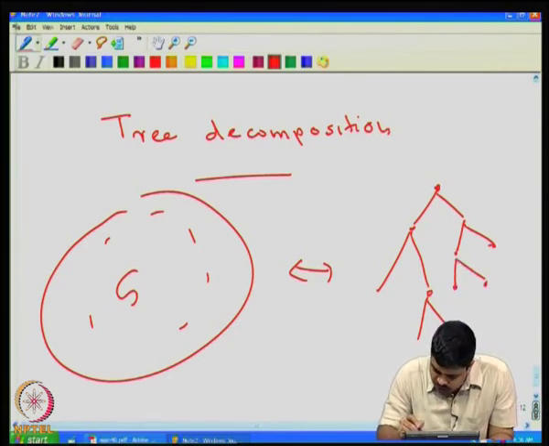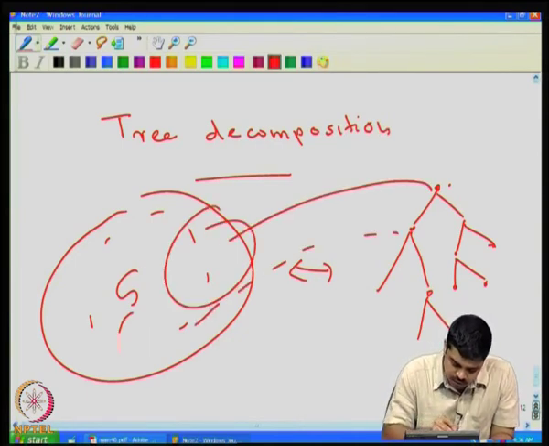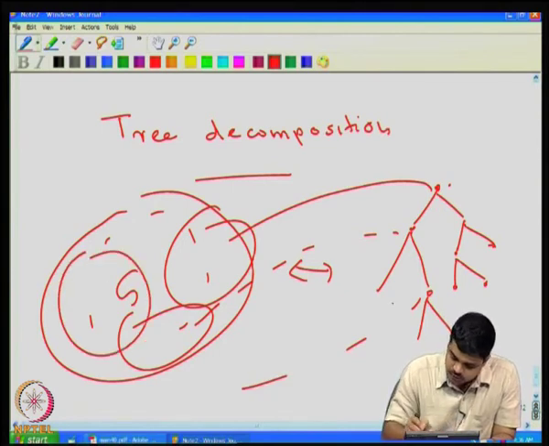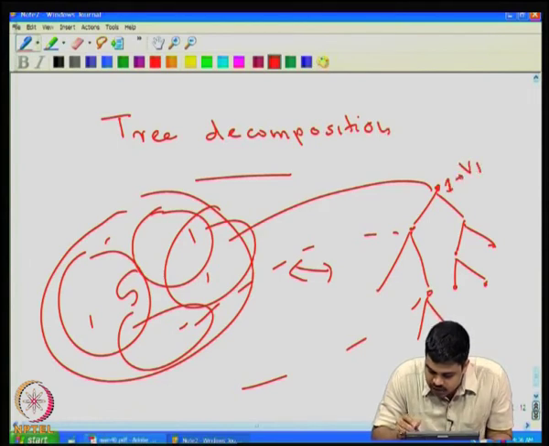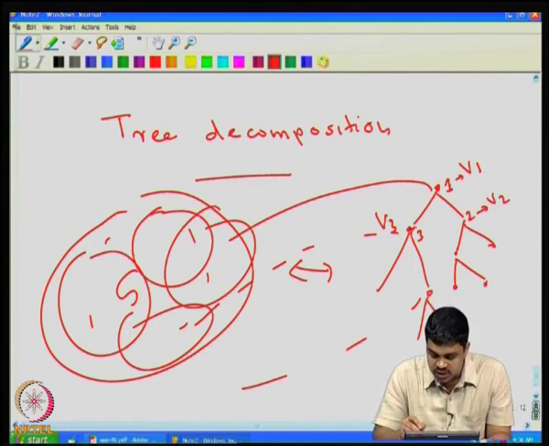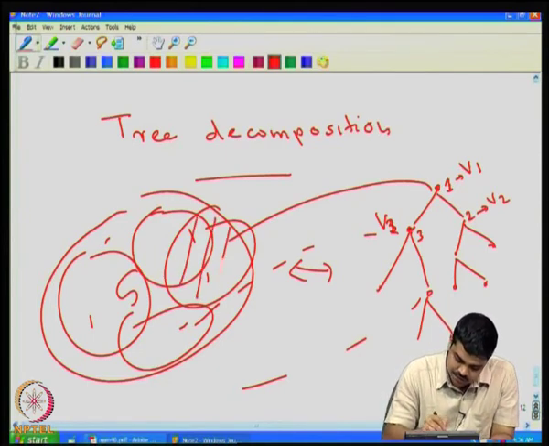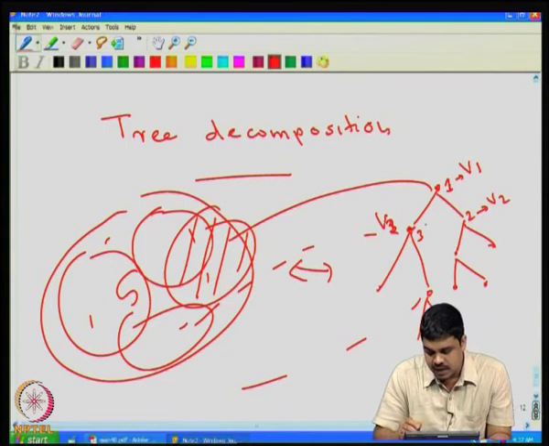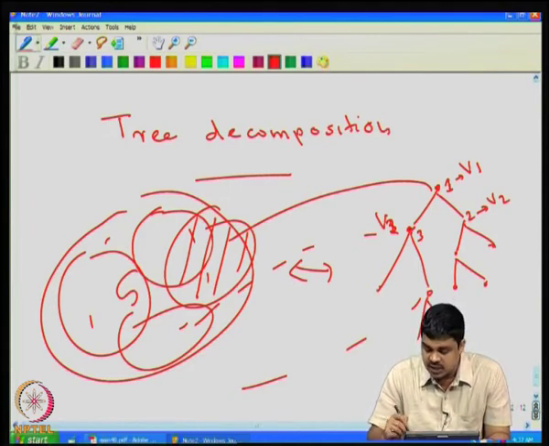The point is, corresponding to each vertex of this tree, we associate some subset of the vertices of G. The subsets need not be disjoint. If this is 1, we may call V1 associated to this. This is 2, V2 is associated to this. Here this is 3, V3 is associated, and so on. Corresponding to each vertex of the tree, we identify a subset. So, the ith vertex gets Vi, a subset of the vertex set of G. But we need to satisfy certain constraints.